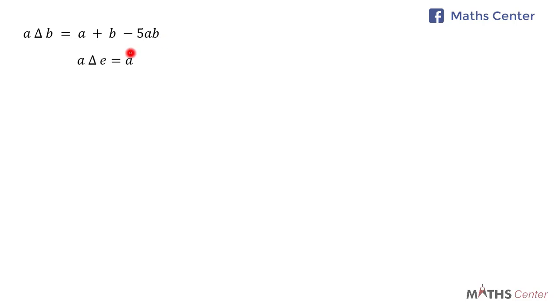We have just learned that if E is the identity element, then A delta E is equal to A. On the left hand side of this equation, we have A delta E. So let's compute A delta E.